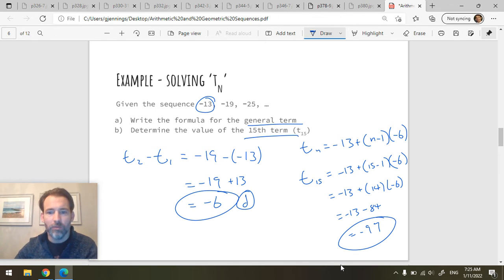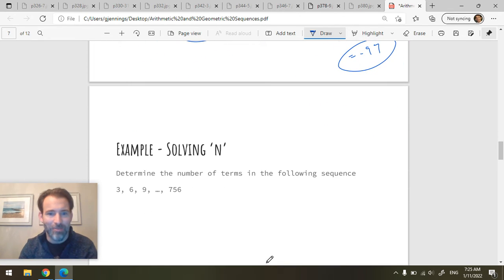All right. So T15 is minus 97. There. T15 equals minus 97. Done. Final answer. That's how you work through these, everybody.